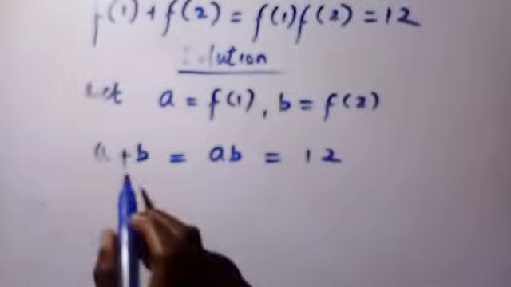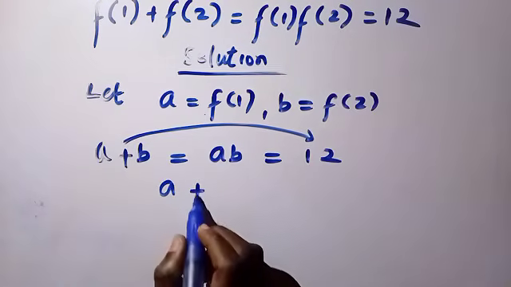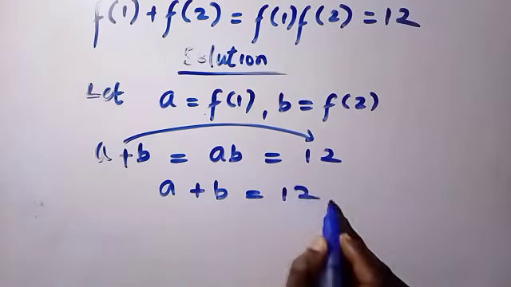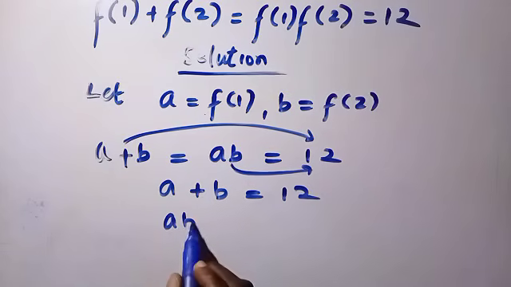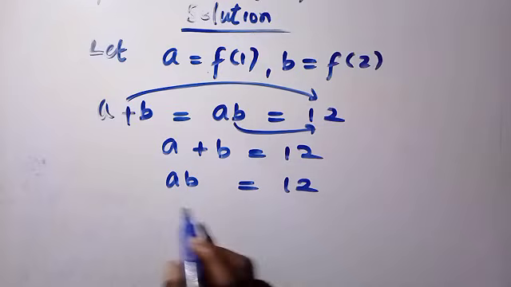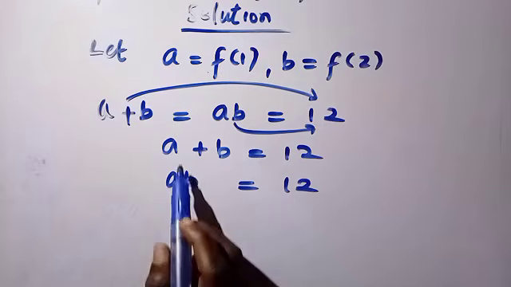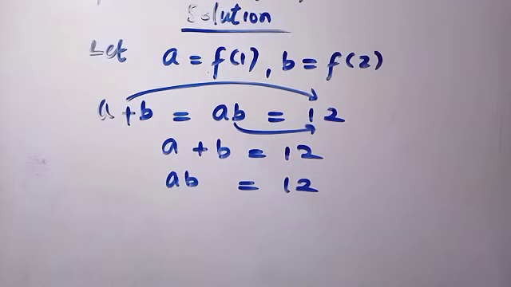And if I let a plus b, which is the sum, equal 12, we have a plus b equals 12, and also the product ab equals 12 as well. So this is a system of simultaneous equations. To solve it, we would make either a or b the subject of the formula, then solve it.